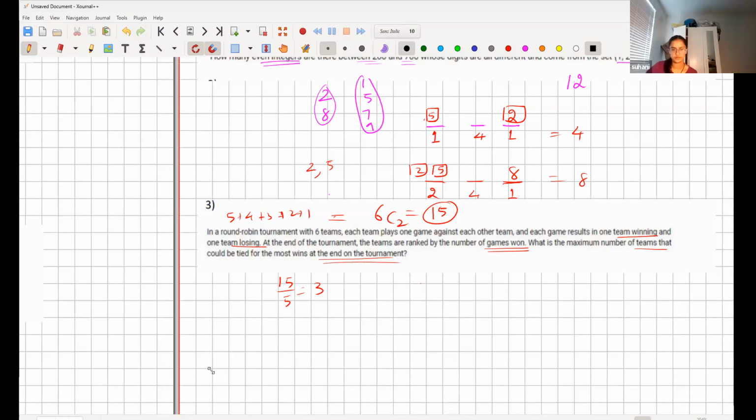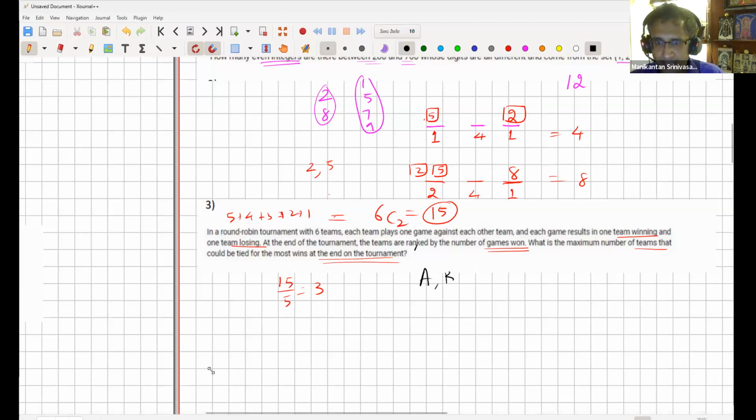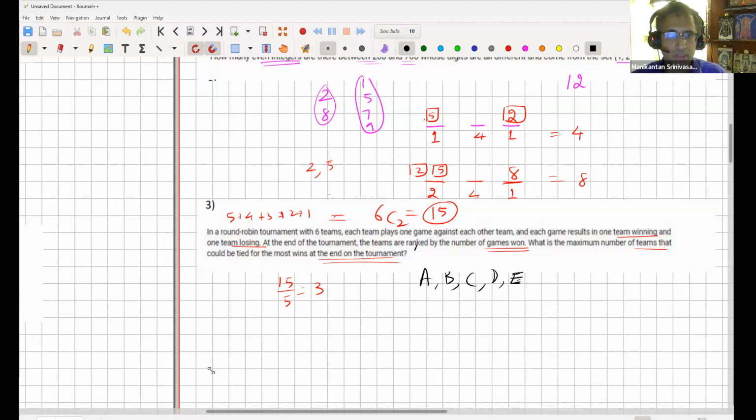Would it not just be where the 5 teams win 3 each and then the 6th one doesn't get anything? But is it possible that every one of those, A, B, C, D, E, all of them win exactly 3? Is that possible? That's all I'm asking.